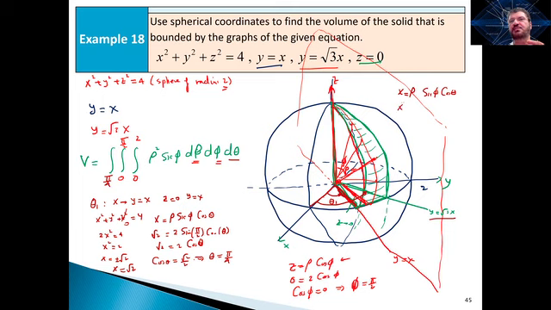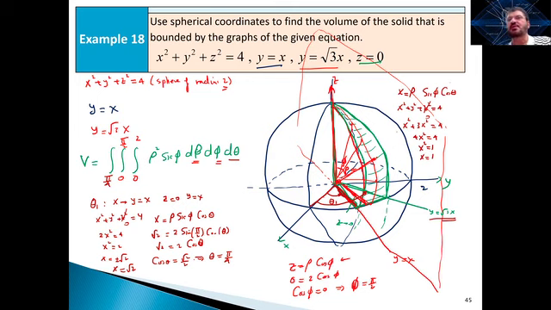Now we know x squared plus y squared plus z squared is equal to 4. We know on the ground z is 0. And we know that y is what? Y is root 3 x. So square it, you get 3x squared is equal to 4. So that means 4x squared is equal to 4. So x squared is equal to 1. So x is equal to 1.